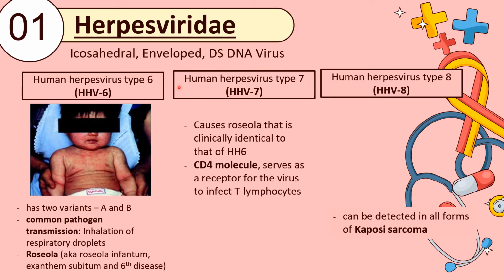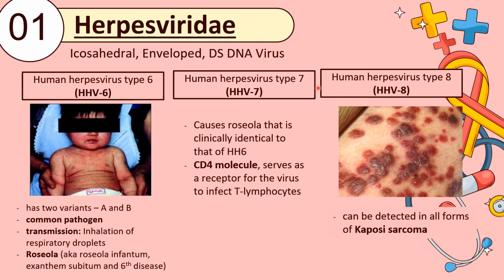Next is your human herpesvirus type 7 or the HHV7. Also, it causes roseola that is clinically identical with that of herpesvirus type 6. Although, CD4 is the molecule that serves as a receptor for this virus. That's why, because it infects the T lymphocyte, it is like your HIV.